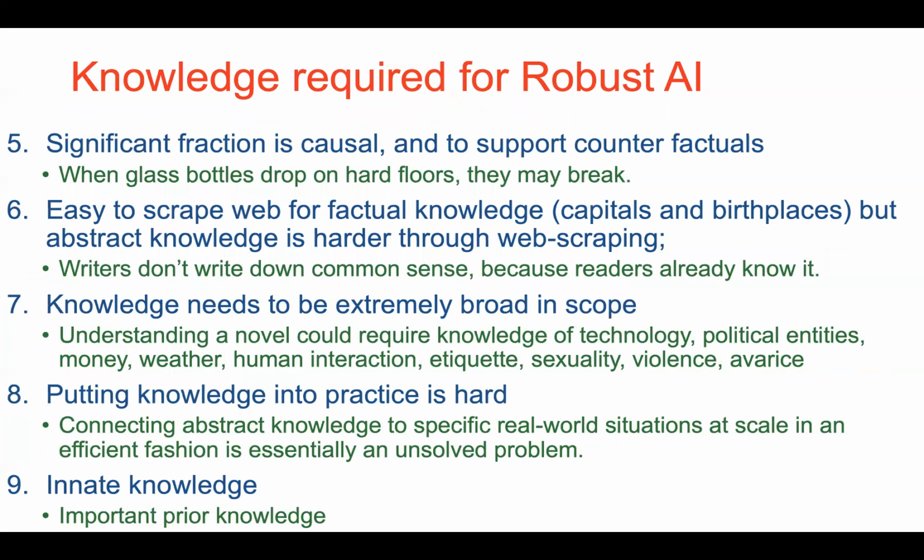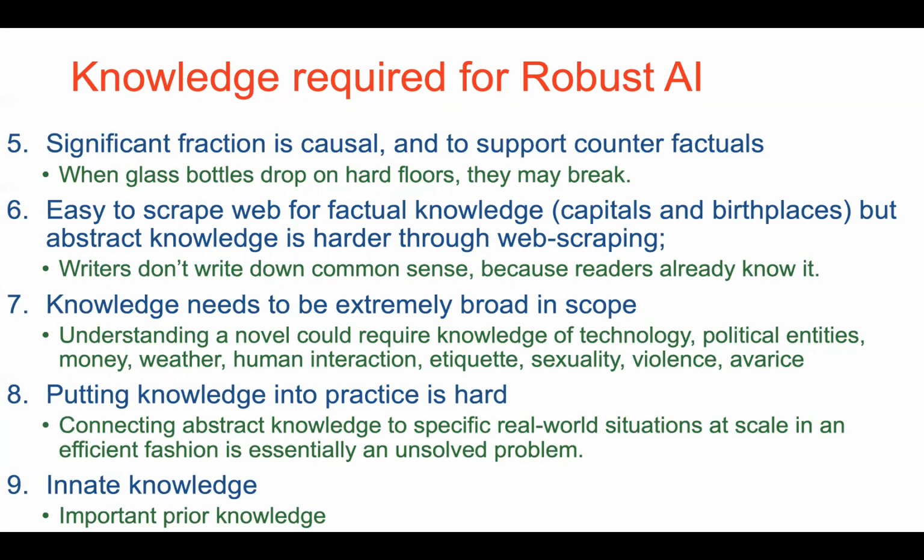So the knowledge required for robust AI, a significant fraction is causal and has to support counterfactuals. Counterfactuals are things like, what if the British had won in the War of Independence? What would have happened? That's called a counterfactual. So you're speculating on something that has not happened. And so you're saying when glass bottles drop on hard floors, what could happen? They may break.